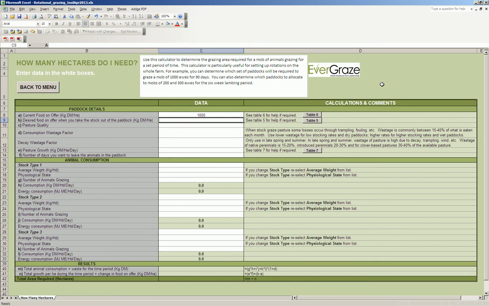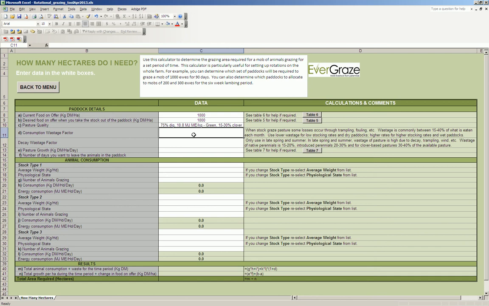The pasture quality is going to be around 75% digestibility and 10.8 megajoules metabolizable energy per kilo. So it's green, it's growing, and I've got about 15 to 30% clover, so I'm going to select 75%. Now, the wastage factor is always a good question.